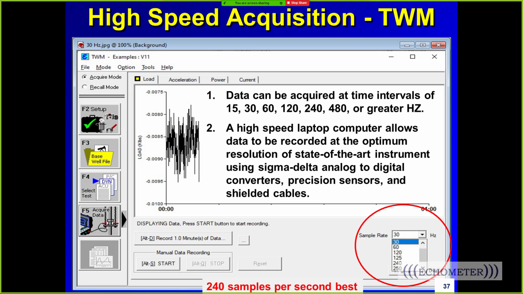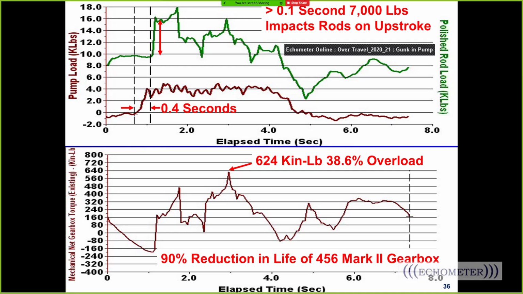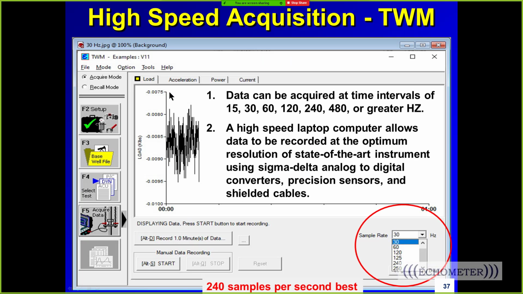So how do you see this? Sometimes you can't see this. This impact load, this time from here to here, is a very short time. And when you sample the data for dynamometer analysis, you might sample at 30 samples a second or 60 samples a second. Well, some of these impact loads are so sudden that you can't actually see them. They happen quicker than you can see them if you're sampling too slow.